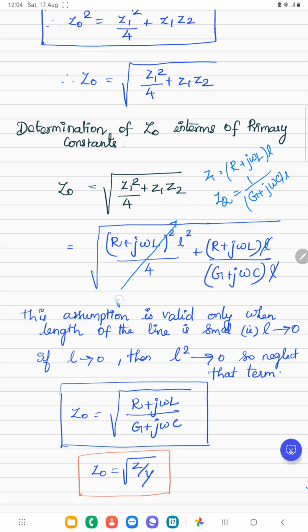This term is neglected. The remaining term is the square root of R plus j omega L divided by G plus j omega C. This is a very important formula for characteristic impedance, and it is also very important while calculating problems. So Z0 equals the square root of R plus j omega L divided by G plus j omega C, and it is otherwise denoted as Z0 equals root of Z by Y.